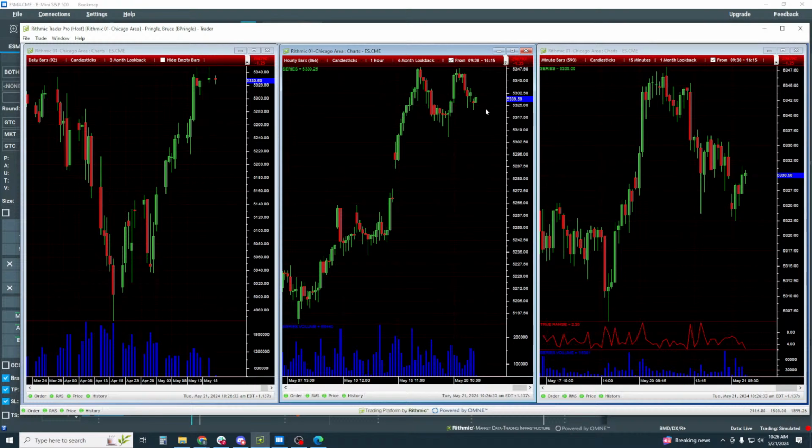Okay. And then we want to understand the power behind this bounce. Maybe it's not just a bounce. Maybe it's a momentum move back up to the top of the range here, right? And that's what we want to determine. So let's look at the 15-minute chart.